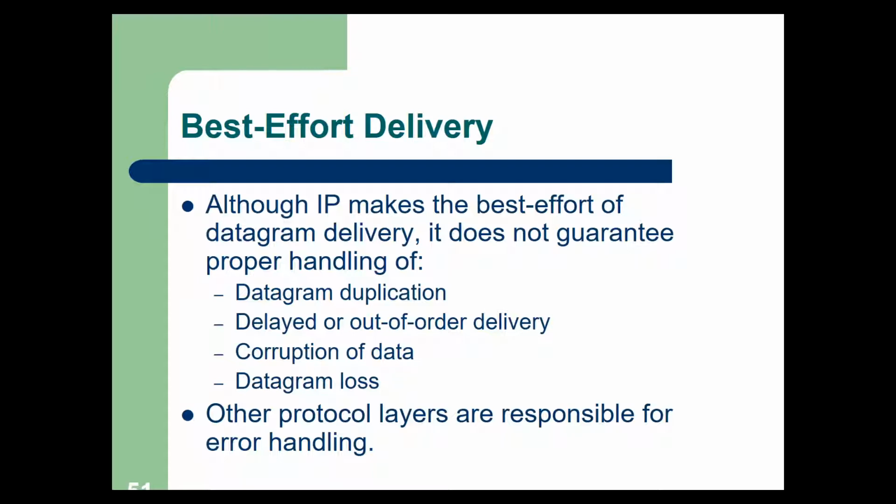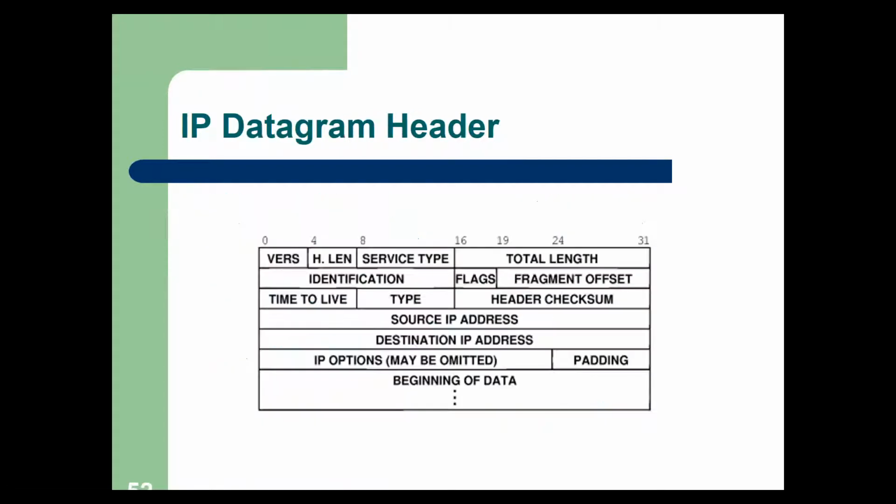It might send data out of order. It might send the data in corrupted format, or there might be data loss during transport from one node to another. But still, the upper layer handles all of that. Now we will see the IP header itself. The IP header has all these fields, which I will be discussing in the next slide.